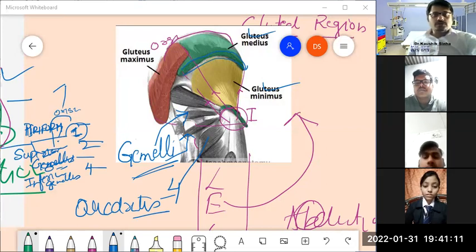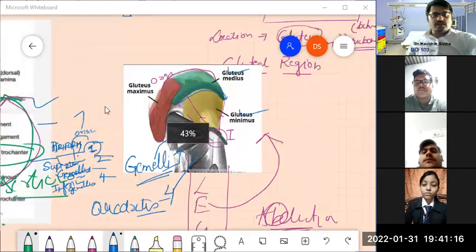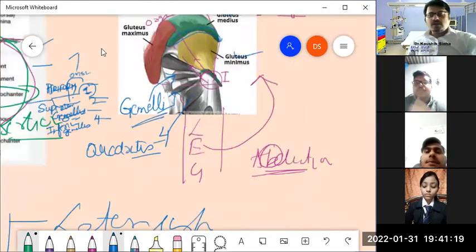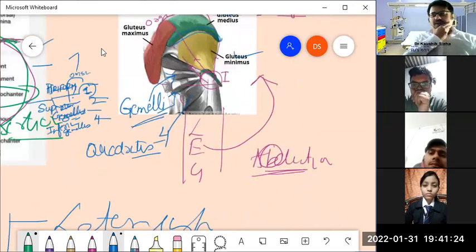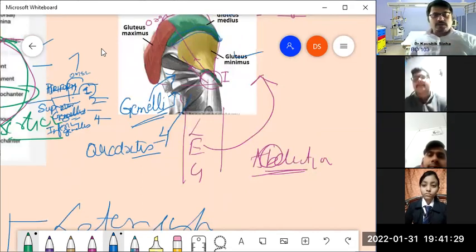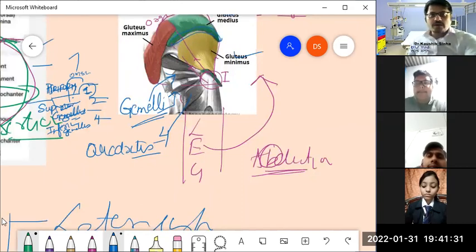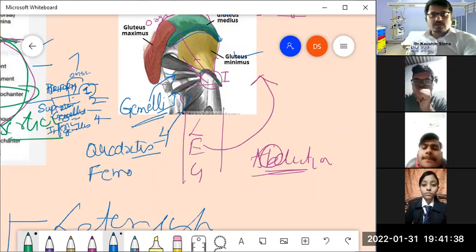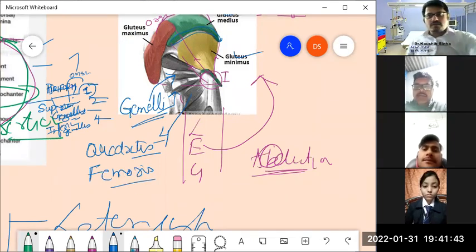Or to be more specific, since the quadratus muscle is present in other parts of the body too. Though I have not yet lectured on the muscles of the forearm, in the forearm also there is a muscle by the name quadratus. That is pronator quadratus. But here the quadratus that is present is, to be more precise, termed quadratus femoris. Quadratus femoris. Did you understand now?